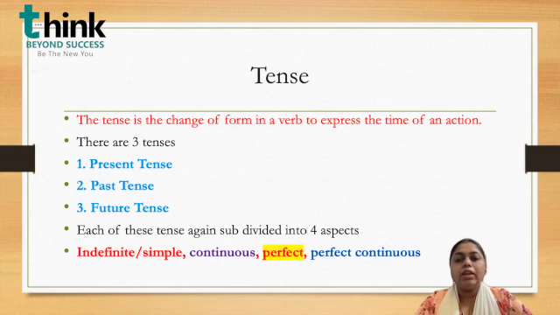Then continuous: present continuous tense, past continuous tense, future continuous tense. Then perfect: present perfect, past perfect, future perfect. And perfect continuous tense: present perfect continuous, past perfect continuous, and future perfect continuous. So in total we have 12 tenses that we are going to learn.